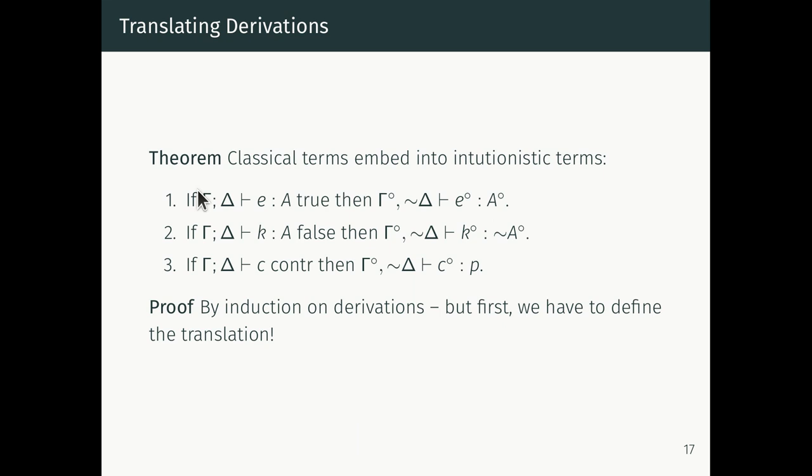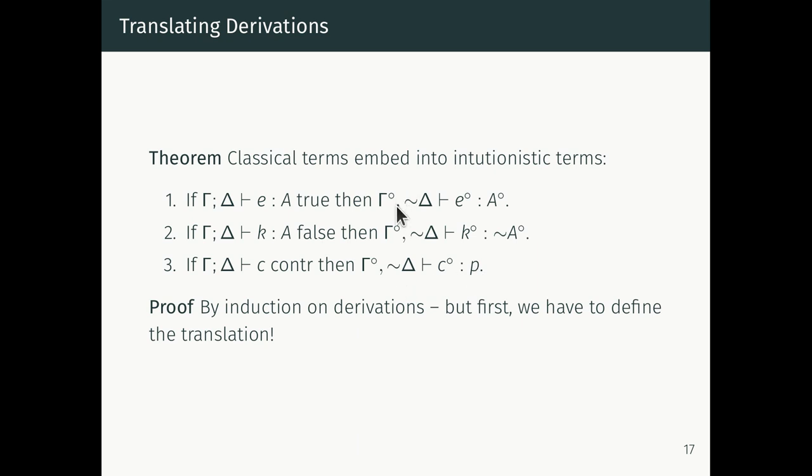Well, we have three judgments for classical logic, so we'll want three theorems saying how they embed into intuitionistic logic. So we'll say, if E is a proof of A, then if we translate the true context and we translate the false context, then the translation of E will have the type translation of A. And next we'll say, if we have a refutation of A, we want to translate it into not of the translation of A. And we'll say that if C is a contradiction, we want to translate it to a proof of P, that fixed proposition.